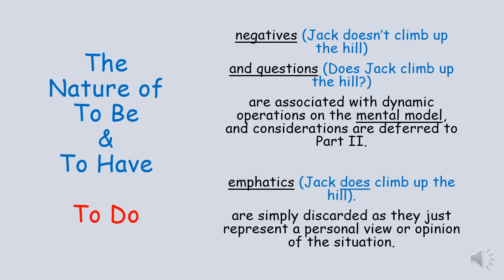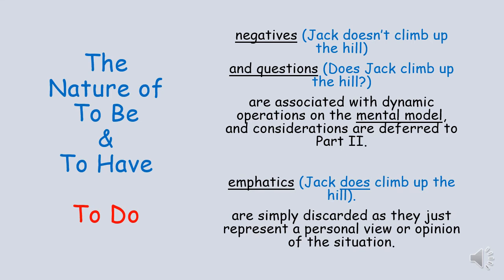If you look at the first two cases, looking at negatives first of all, as in Jack doesn't climb up the hill, and then questions, does Jack climb up the hill? These are associated with dynamic operations on the mental model. Negatives are used to modify the existing mental model, and questions are used to interrogate an existing mental model. And because of these operations on the mental model, considerations of them are deferred to the Part 2 lecture.